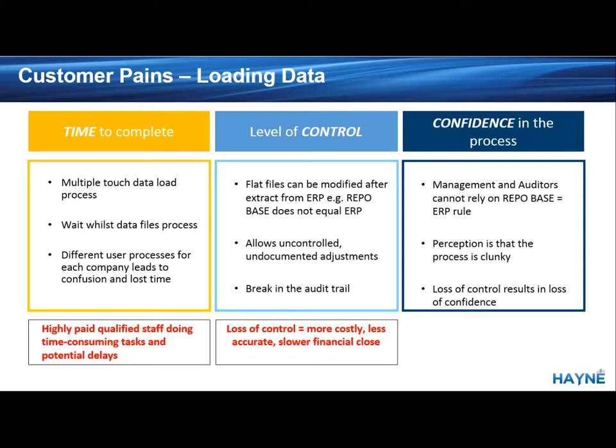In respect of confidence in the process, management and auditors cannot rely upon the fact that repo base equals ERP. And there is a perception that having a two-step process and taking data files out into CSV text files is a clunky process. This leads to a loss of control in the results, and a loss of confidence in the data within Cognos Controller. So confidence in the process and the numbers can easily be lost.